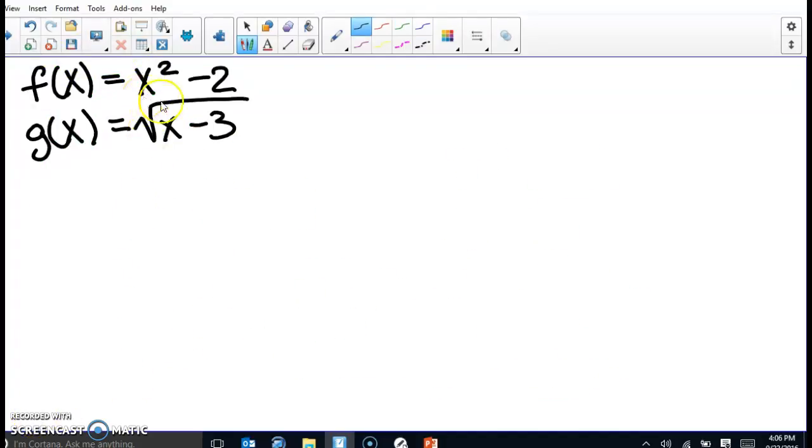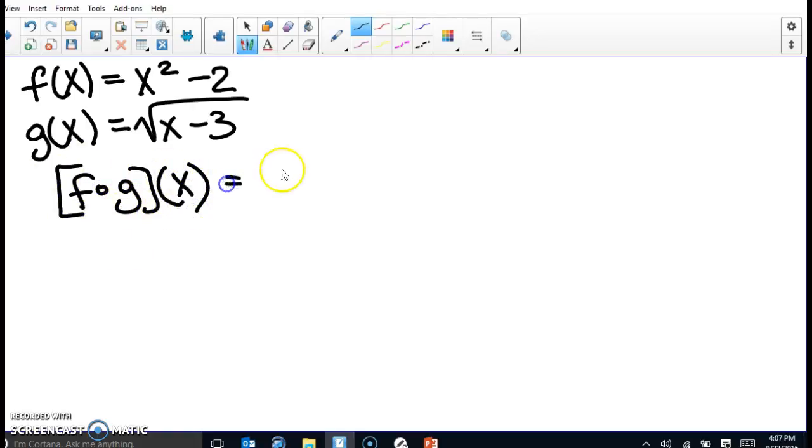Alright, so here we have another function. We have another f of x that equals x squared minus 2, and we have a g of x equals the square root of x minus 3. And we're going to do another f of g of x. And so rewriting this as f of g of x. So we're going to use substitution. So g of x is the square root of x minus 3.